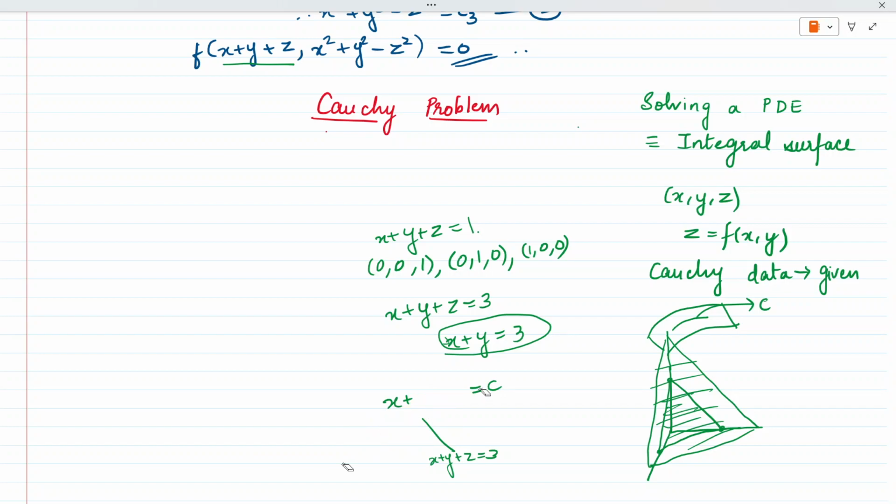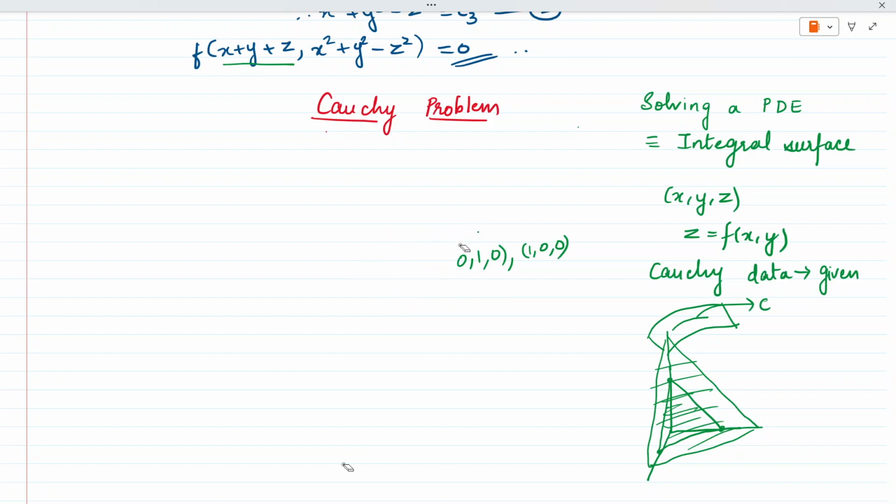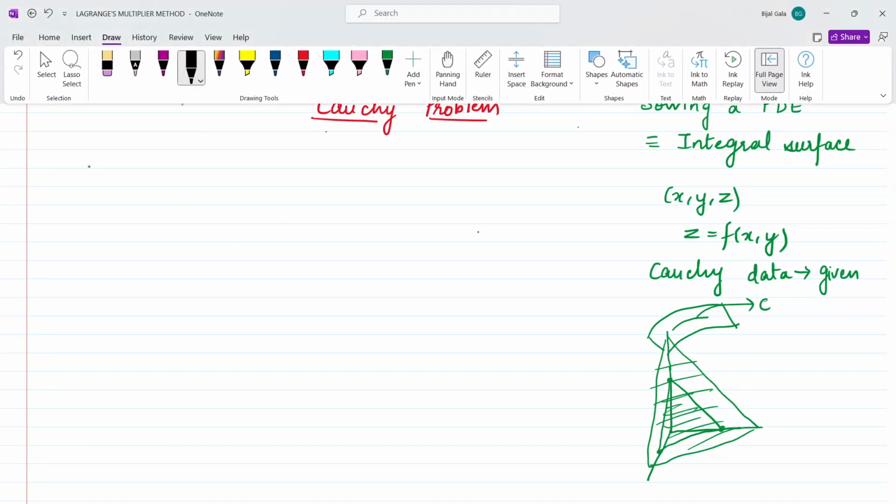So this is what we do when we solve a Cauchy problem. In a Cauchy problem, technically there is an initial condition given to you. So first find the general solution using Lagrange's multiplier method, which we have just recently learned. And in that multiplier method, you will substitute the initial conditions to find the particular answer, or to find the integral surface on which the initial curve lies. I hope this is understood by everyone. Is this clear? Yes, ma'am. Okay. Let's understand this with the help of an example.